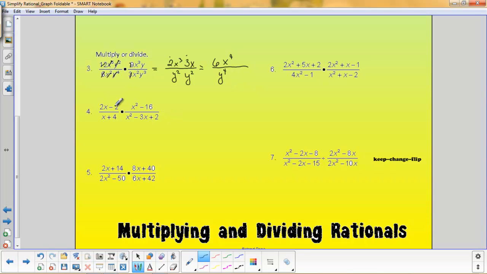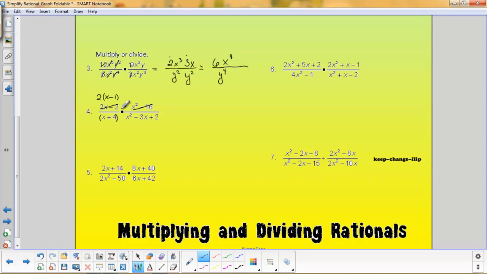Question number 4, back to factoring. The greatest common factor of these two numbers is 2. X minus 1. This does not simplify. I'll simply make it a quantity so I remember to cancel identical quantities.